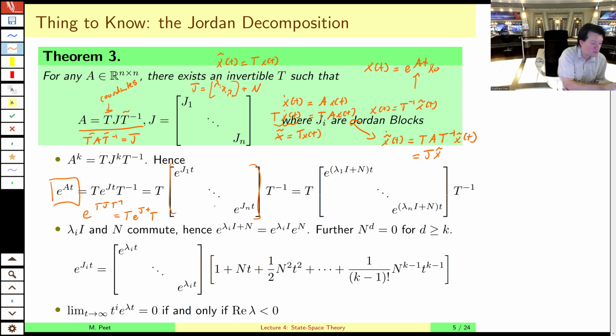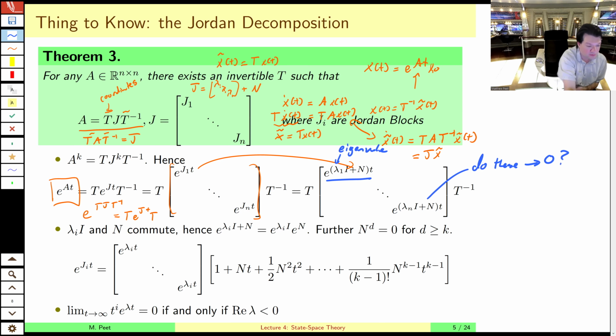So okay, now we've got that. We now expand out e to the j1, or each of these Jordan blocks, as a combination of this eigenvalue times the identity matrix plus the nilpotent matrix n. Now, clearly if all of these terms go to 0, then we have stability. And so the question becomes, do they?